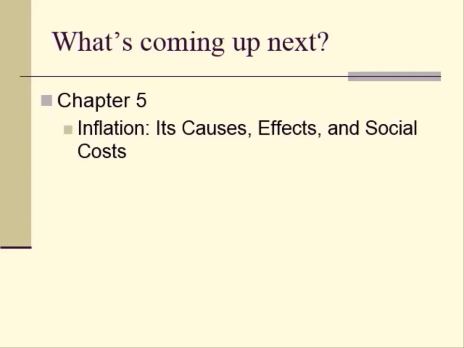So in chapter 5, we'll learn the quantity theory of money and the social cost of inflation, and finally the classical dichotomy and neutrality of money. As the title implies, we learn about the theory of inflation, its causes, effects, and social costs. This will be an interesting chapter, but a very demanding chapter. So be ready for it.